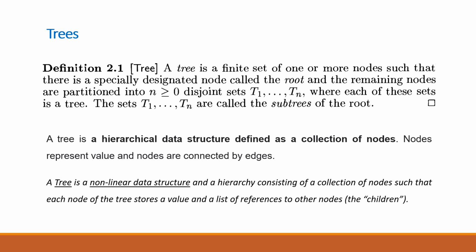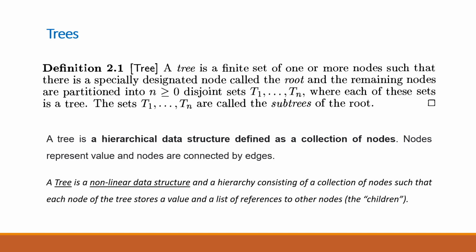These are disjoint sets, that means T1, T2 up to Tn, where each of these sets is a tree. The sets T1, T2 up to Tn are called the subtrees of that root node. Simply, the definition is that a tree is a finite set of one or more nodes such that there is a specially designated node called the root node, and the remaining nodes are called the other nodes or child nodes.